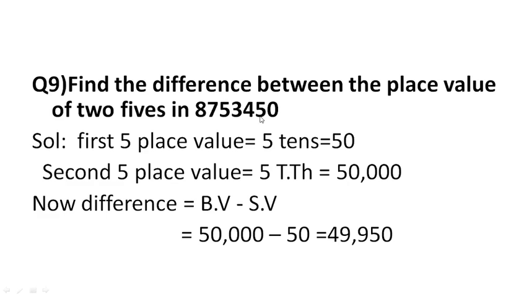Now you have to find the difference. Difference means, I have told you, bigger value minus smaller value. The bigger value here is 50,000, and the smaller value here is 50. Subtract from 50,000, and you will get 49,950. Do you understand? Okay, if you understand, we will move on to the next question.